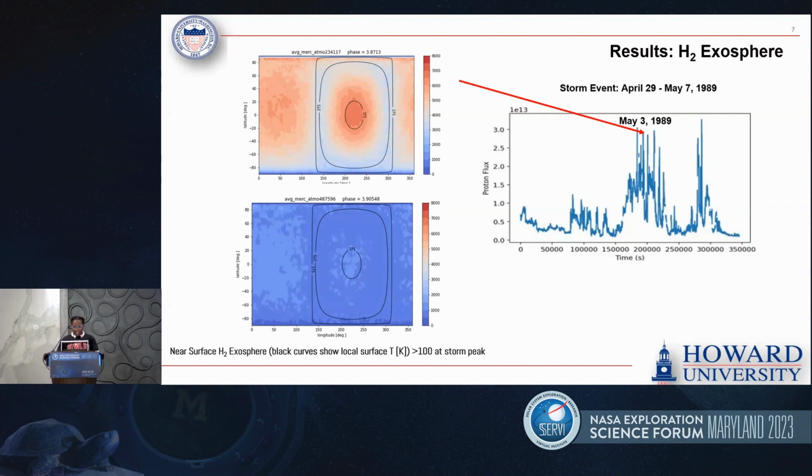And immediately after the storm had left, almost all of the hydrogen molecules had left the lunar exosphere, as seen in the bottom plot, with it being a much darker shade of blue, with some portions of the hydrogen still being on the dark side of the moon.